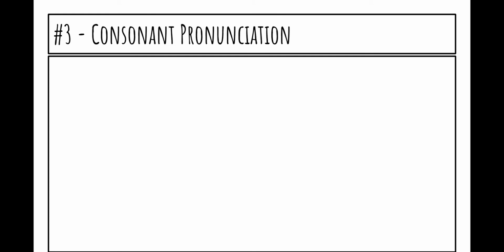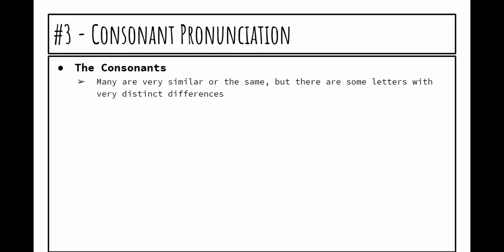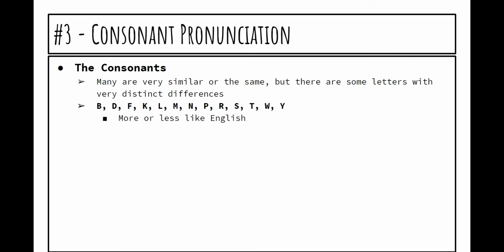Now, consonant pronunciation. Fortunately, I've got some good news. There are many of them that are similar or the same. But there are a few that do have distinct differences. We also have those new letters, obviously, are going to be somewhat different. These ones here are all ones that are generally more or less like English. So there's a bunch of them, but there's 26 letters in our English alphabet. It does leave a good number of them that have some distinct difference.